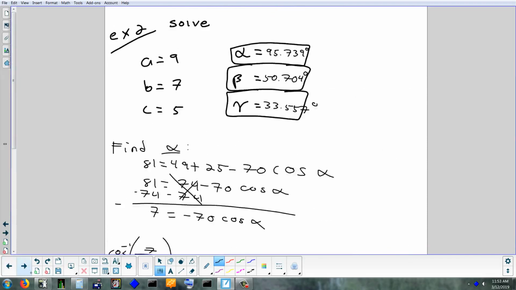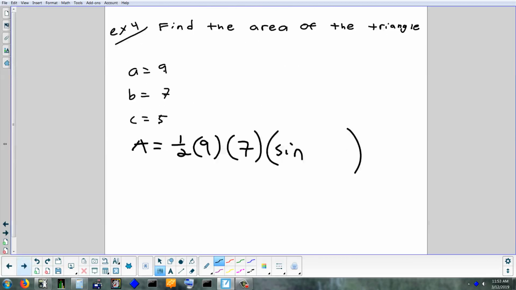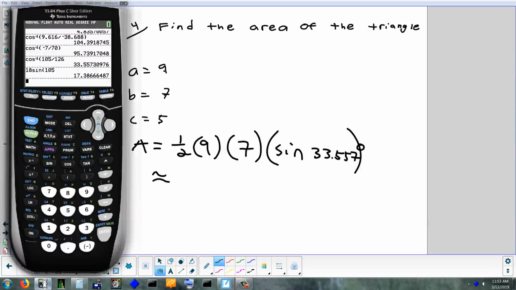So I need to go back and see what we got for gamma. We got 33.557. Sine 33.557. Now, again, not bad because we already did all the work to find gamma. If we hadn't, this is going to take a lot longer. Okay, let's type it in. 1/2 times 9 times 7 times sine of 33.557. So the area of this triangle is 17.412.